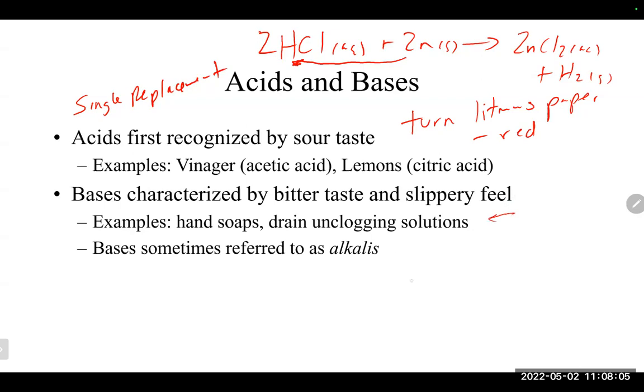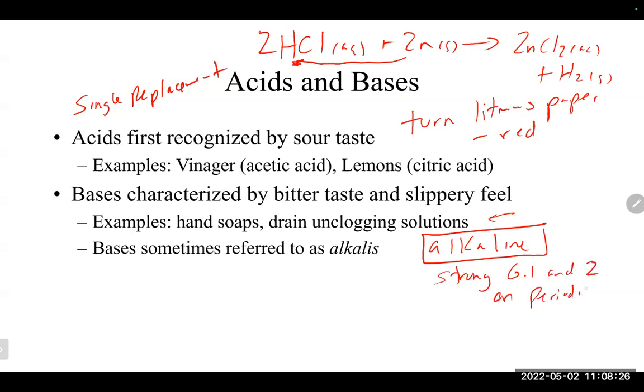Bases are sometimes referred to as alkaline, which is a very commonly used word to mean base. A lot of strong bases come from group 1 and 2 on the periodic table. If you remember the names of those, they are your alkali metals and your alkaline earth metals. Both of those names really mean basic. Bases will also turn litmus paper blue.